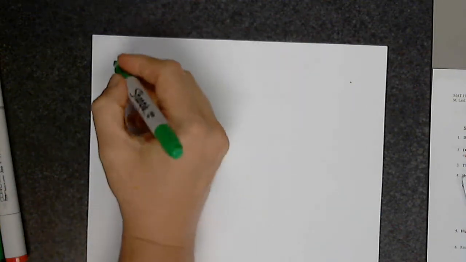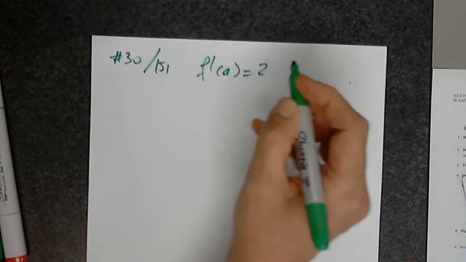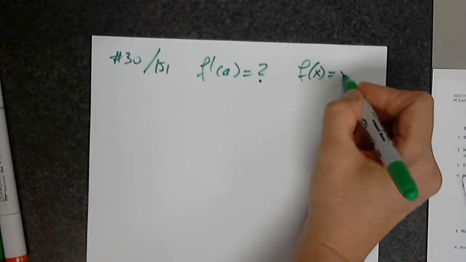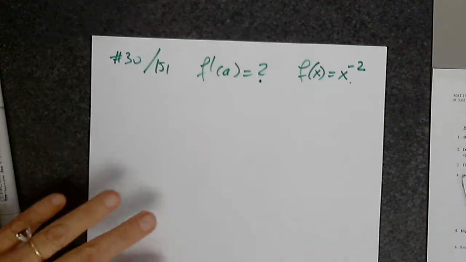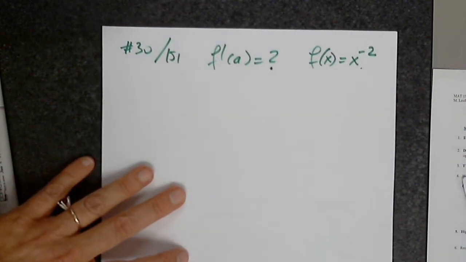Okay, so now let's find f prime of a for, let's say, 30. On page 151, we want to find f prime of a. We are given the function f of x equals x to -2. Say it again. No. You are on the right track if you remember the formulas, but it's -2 times x to -2 minus 1. So it's a different story.